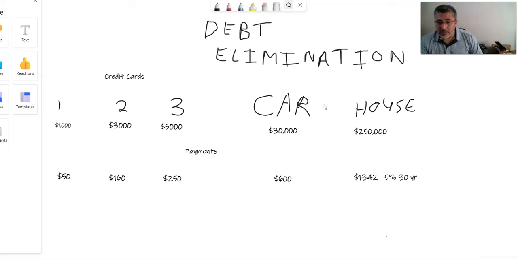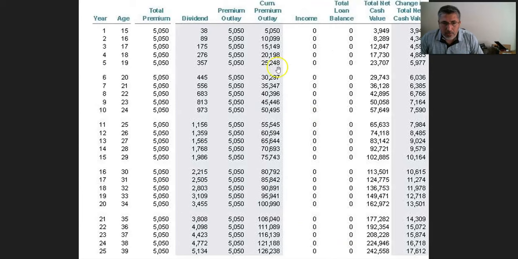But so anyway, you would have that amount. So let's just say $8,000, $8,500. So now that $8,500 in year 4, plus the difference here, right? So about 5.